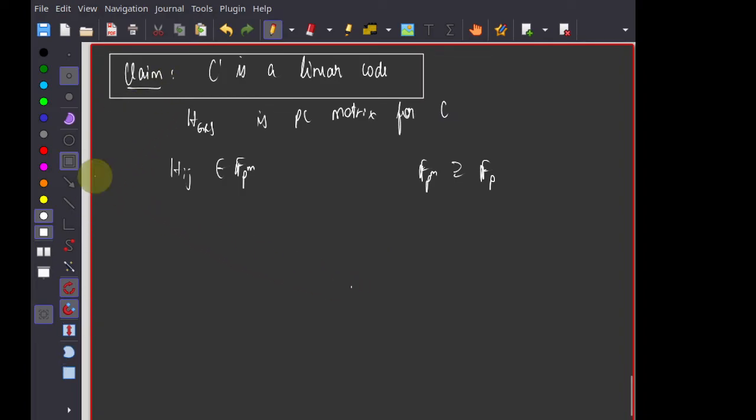So I have another sub-result. It says that if F_p is a subfield of F_q, then F_q forms a vector space over F_p.